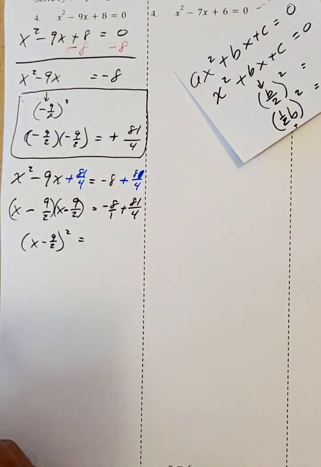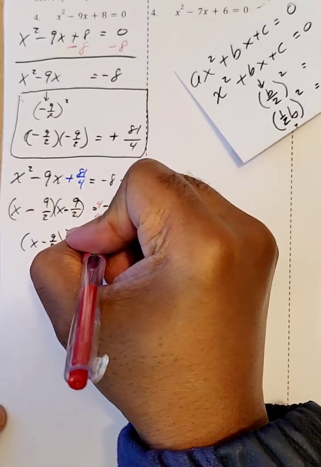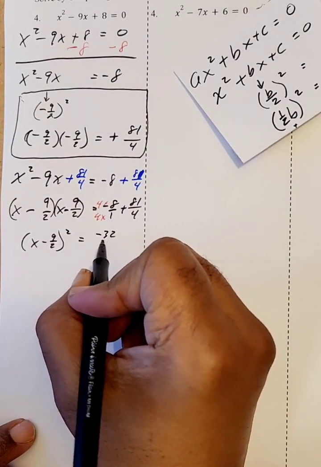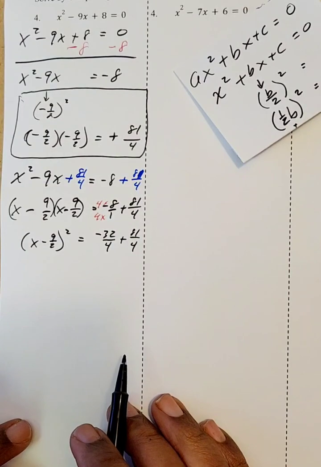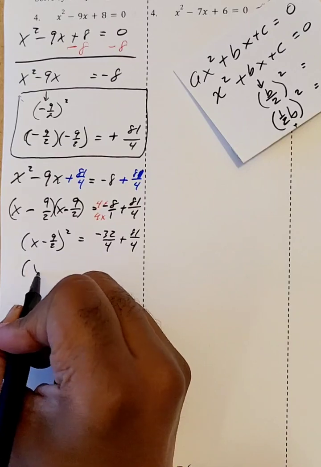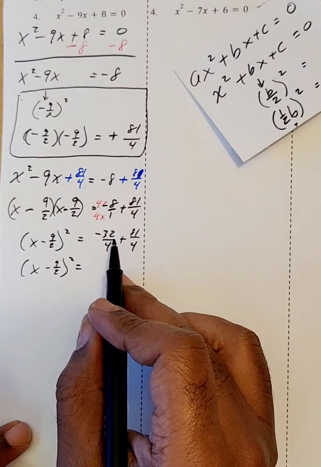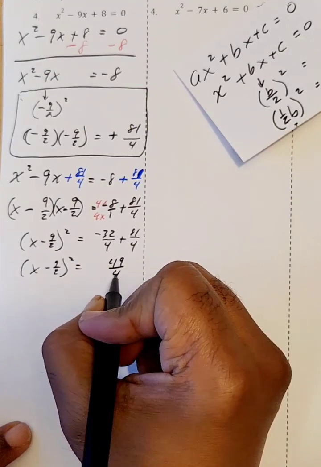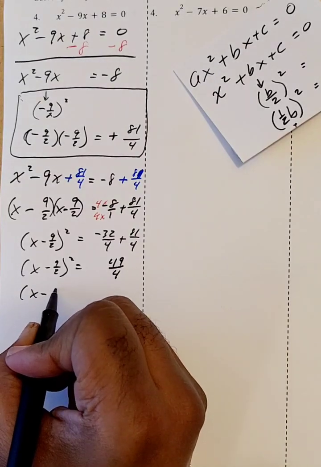And this over here, to get a common denominator, we'll need to multiply by 4 here. So times 4 times 4. And that'll give us a negative 32 over 4 plus an 81 over 4. Okay, and next we're going to combine this. Let's bring this down. So we have x minus 9 over 2 to the second power. And this is going to be a 49 over 4. Okay, good.